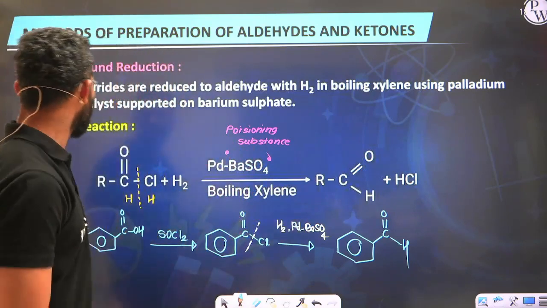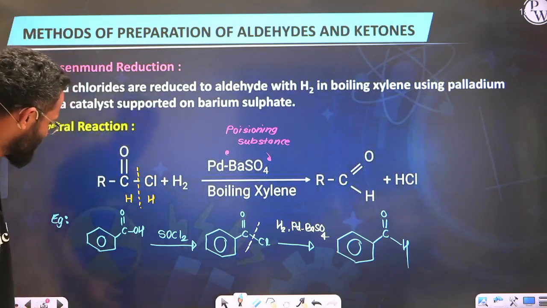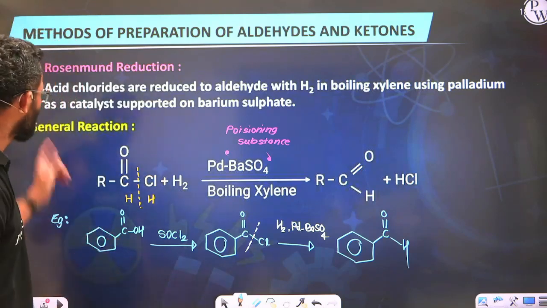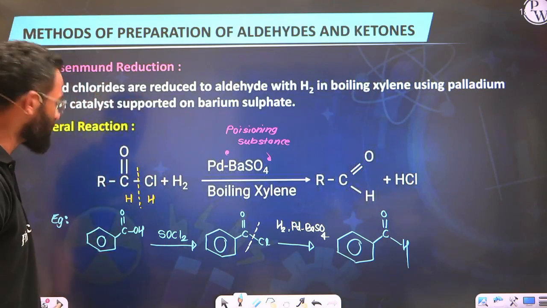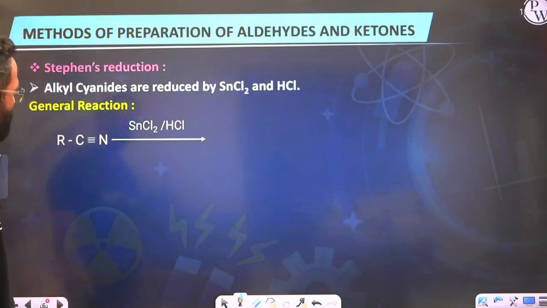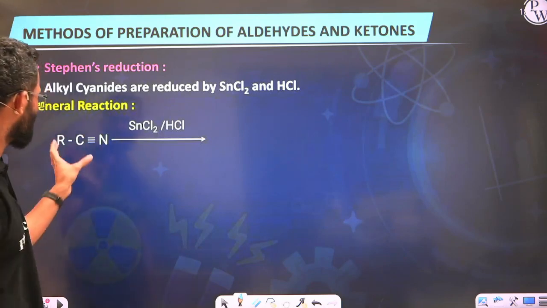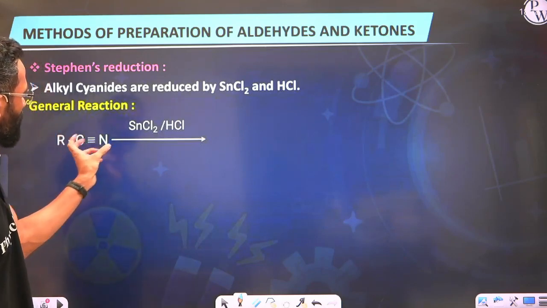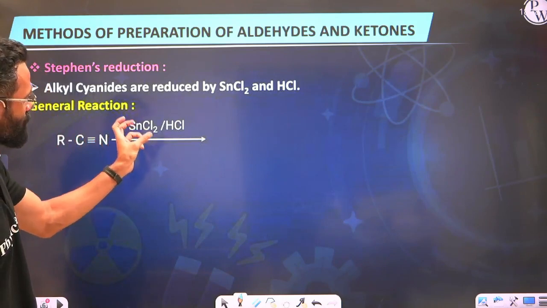Similar to this, yet another important reaction is Stephen's reaction. Just like Rosenmund is important, remember, Stephen's reduction is of equal importance. Stephen's reduction says nitriles, or you can say alkyl cyanides, are reduced with SnCl2 in HCl.